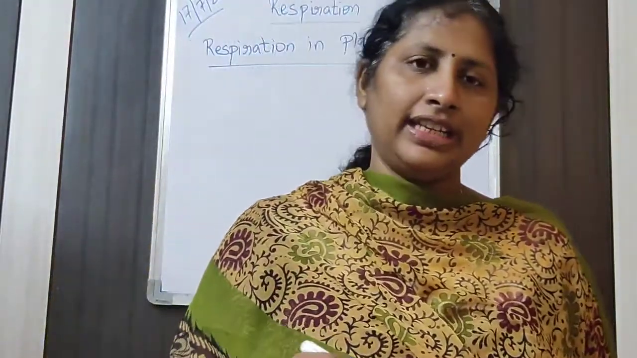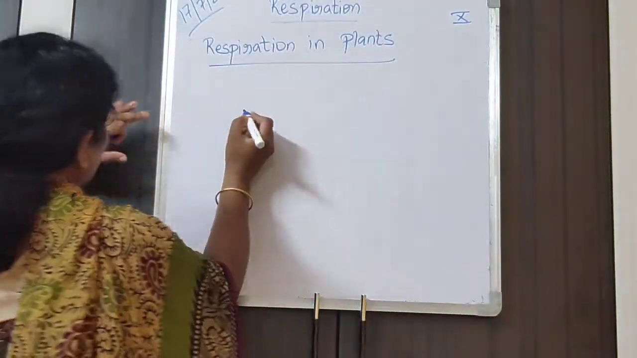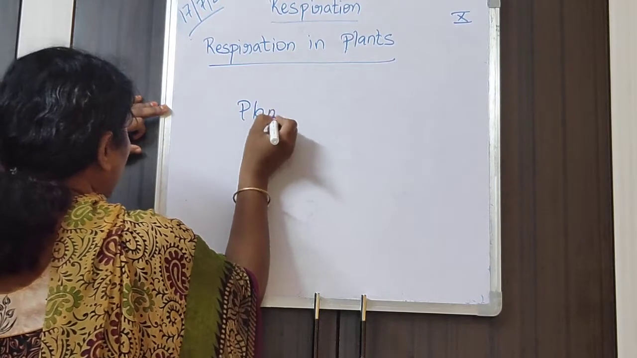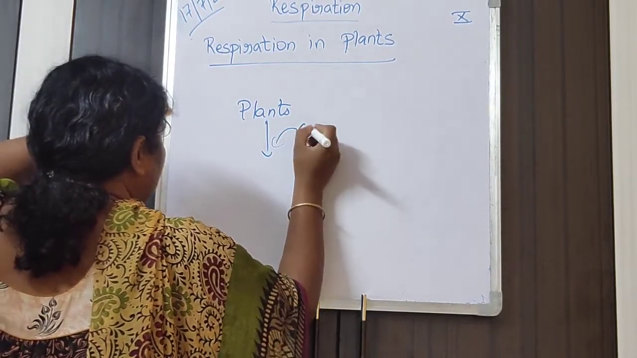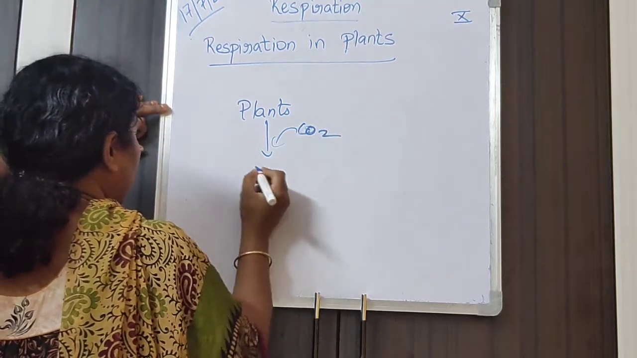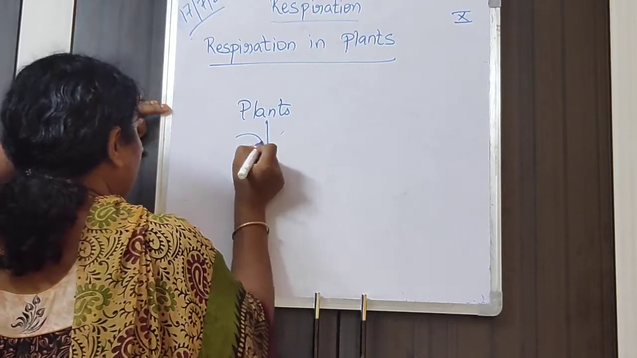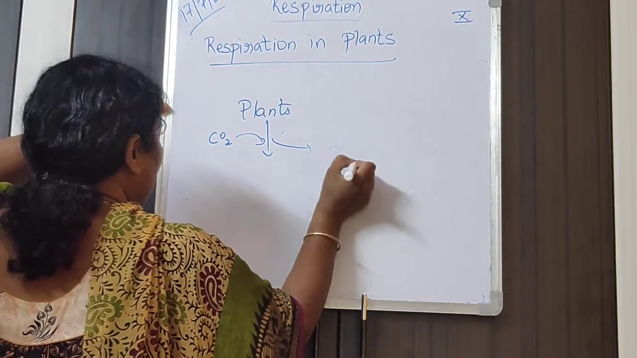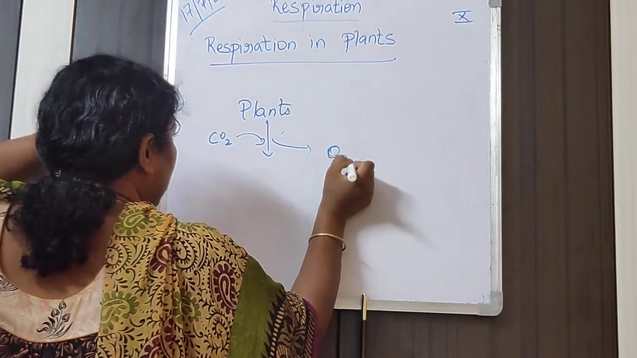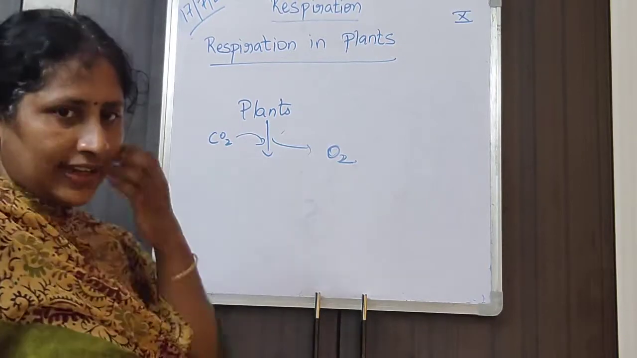So, we know that plants take carbon dioxide and release oxygen. Okay, we know that plants, what they do? They take in carbon dioxide. And what they do? They release oxygen. So, they are taking carbon dioxide and what they are doing? They are releasing oxygen. Okay, plants are taking carbon dioxide and releasing oxygen.